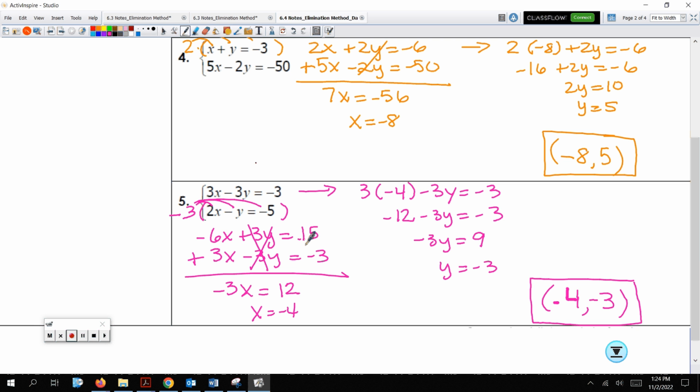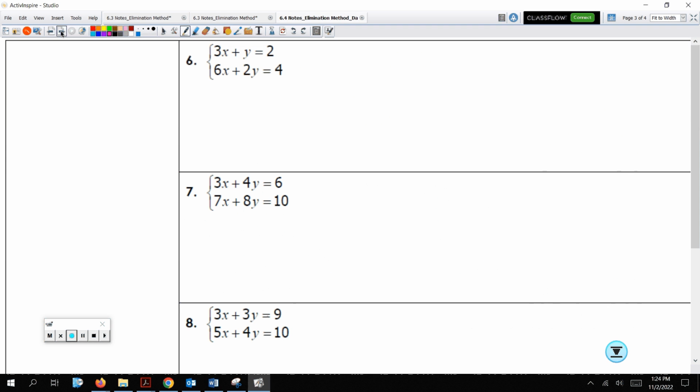All right, let's flip over our paper and take a look here. We will do number 6, and then we're going to skip number 7. Okay, so if I look at number 6 and I want to eliminate, maybe I want to eliminate x. Well, I can multiply 3 by some number to make it opposite of +6, because the opposite of +6 is -6. So if I multiply this whole thing by -2, that will give me -6x minus 2y equals -4.